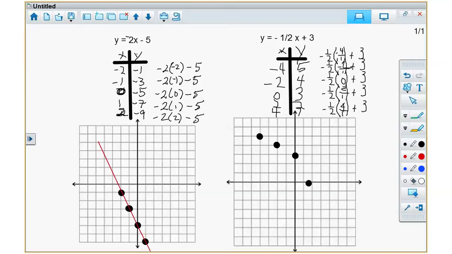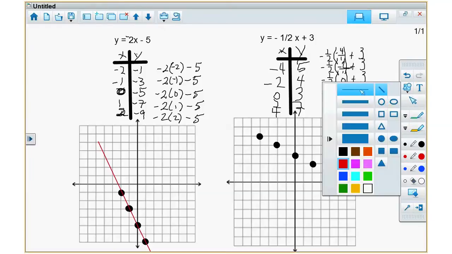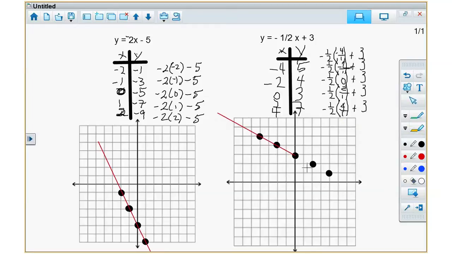2, 1, 2. And 4, 1, 2, 3, 4. And 1. What should all of your points do? Good job. If they don't line up, that means you made a mistake. There's your line. Now tell me how hard that is. It's not hard.